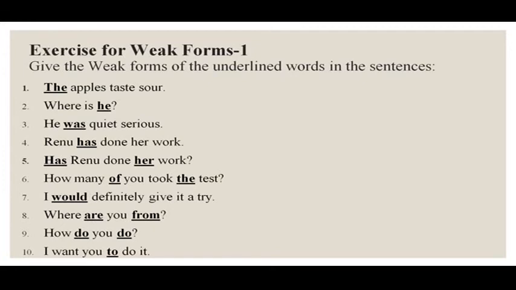The words as listed in the sentences are, in the first sentence, the; second, he; third, was; fourth, has. In the fifth sentence, we have two words, has, her. In the sixth sentence, of, the. In the seventh sentence, would. In the eighth sentence, are and from. In the ninth sentence, do, which is placed in the middle and the final position. And in the 10th sentence, the word is do.